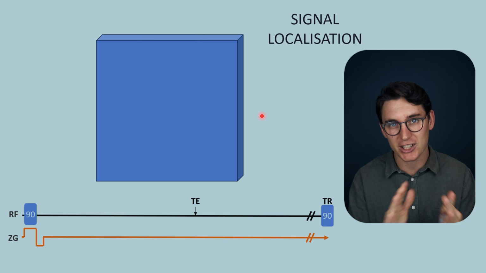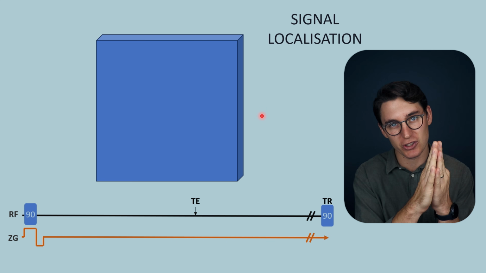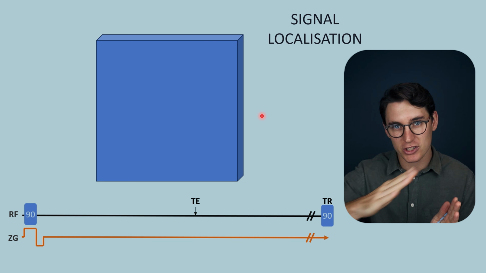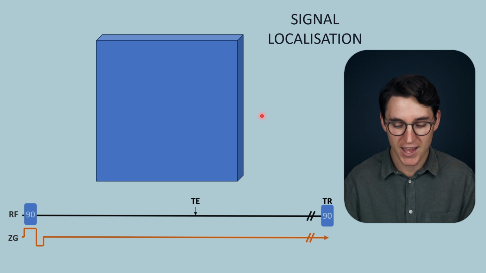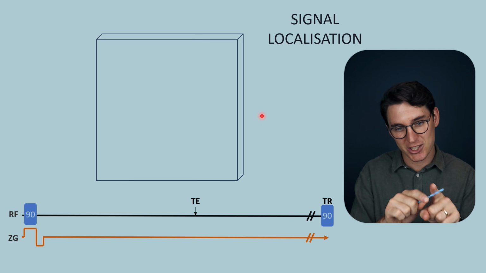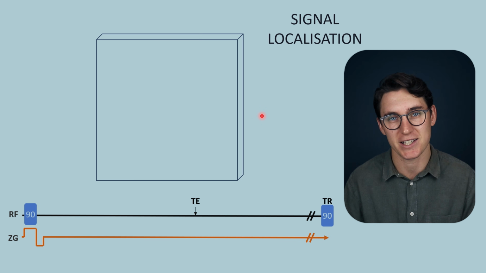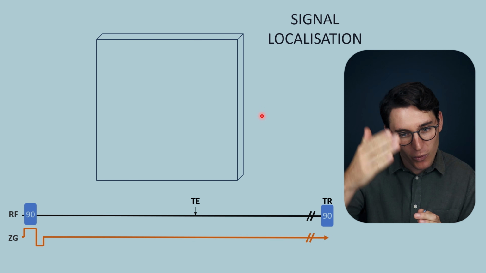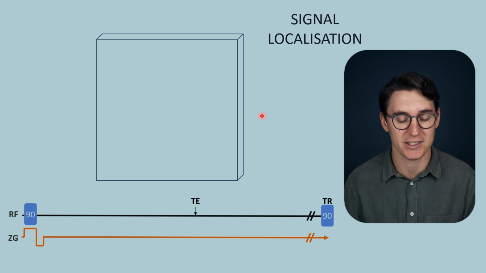We will get free induction decay, loss of signal due to dephasing of those transverse magnetization vectors, and we will get loss of signal at the rate of T2 star. And that loss of transverse magnetization will be happening in this specific slice. Nowhere else will have any transverse magnetization. Nowhere other than this slice will be providing signal.